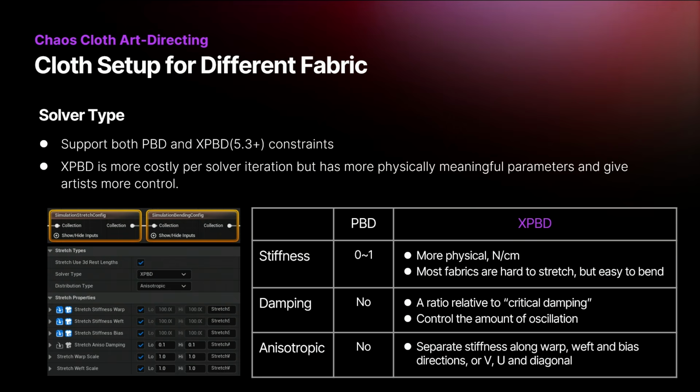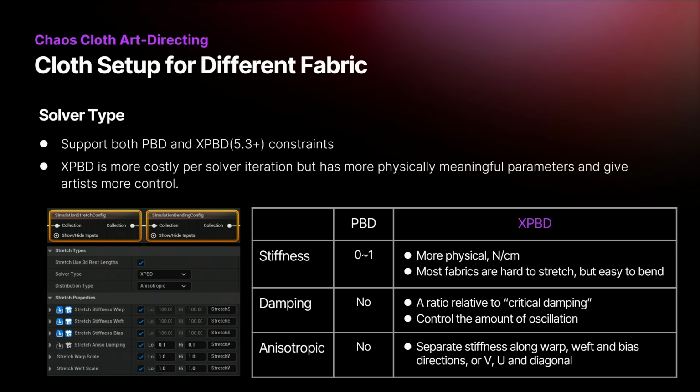First, the units of stiffness are different. PBD uses a scalar between 0 and 1, and XPBD, on the other hand, uses Newton per centimeter in Unreal. And when using XPBD, the stretch stiffness is usually much higher than the bending stiffness. Think about how much effort it takes to fold a plate compared to pulling it in real life. From my experience, it's very common to set the bending stiffness to something like 0.1 or 1, while the stretch stiffness can easily go from hundreds to even thousands.